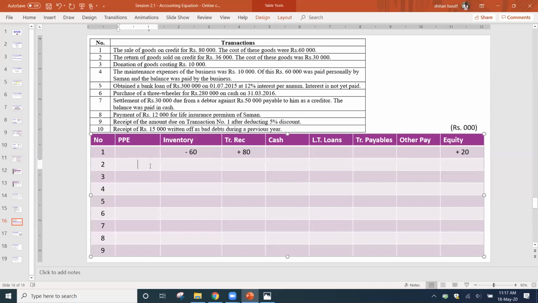Right. So first transaction, sales of goods on credit. Cost is 60. Inventory will reduce by 60. We are getting a debtor, trade receivable of 80, and the profit of 20.